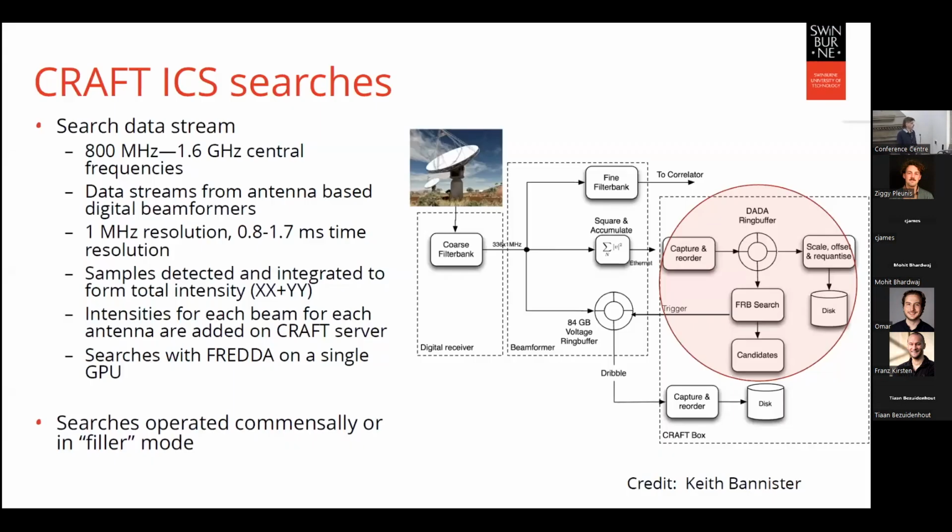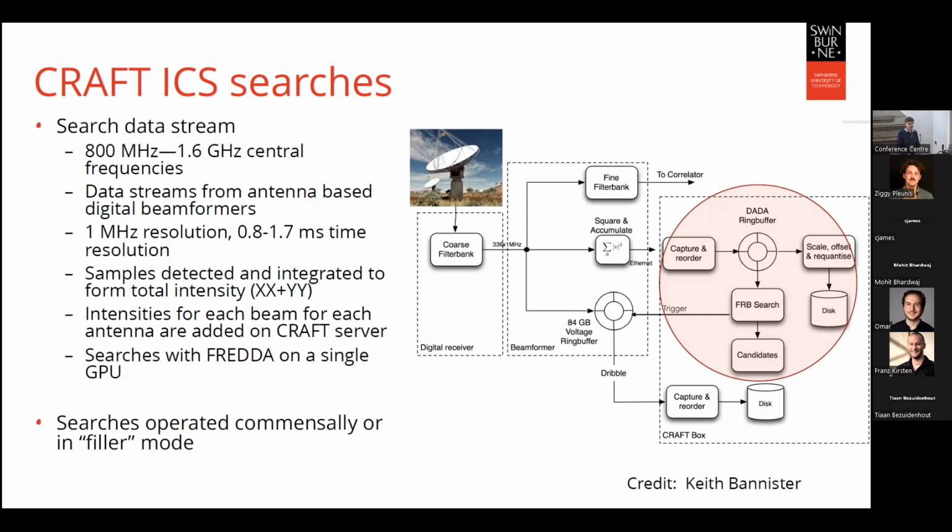The method that we currently use to search is what we call the incoherent sum. So we take the data itself in observations roughly between 800 and 1.6 gigahertz central frequency. That depends on what project's operating. We get the data from individual antenna-based beamformers, and the data has roughly a millisecond time resolution and a megahertz frequency resolution. So this is going to impact our sensitivity to most dispersed pulses.